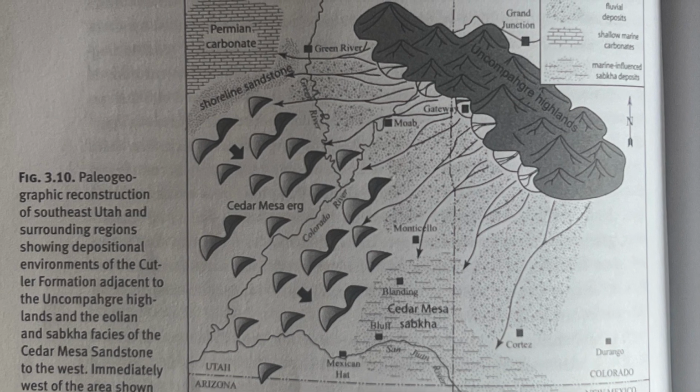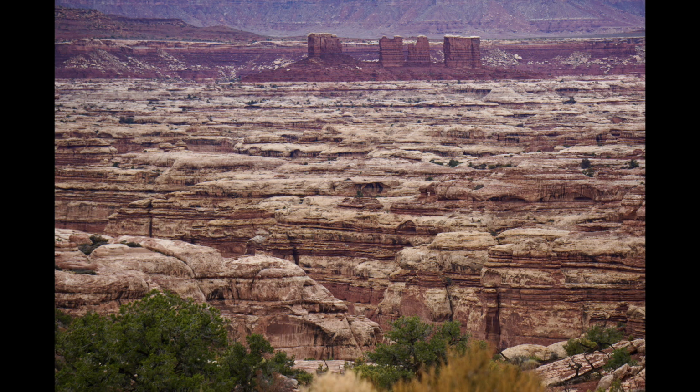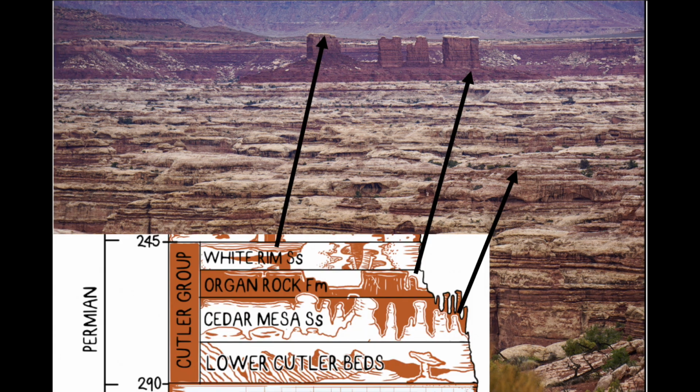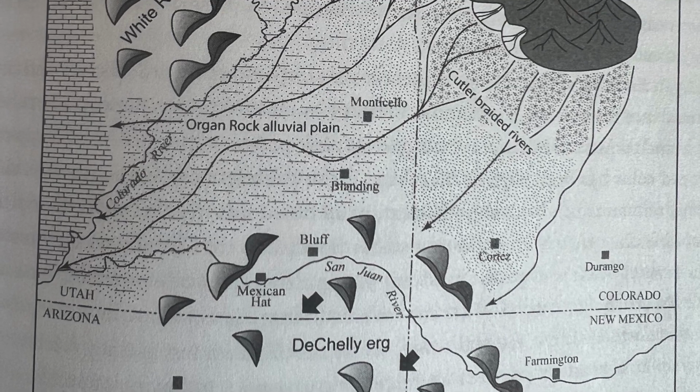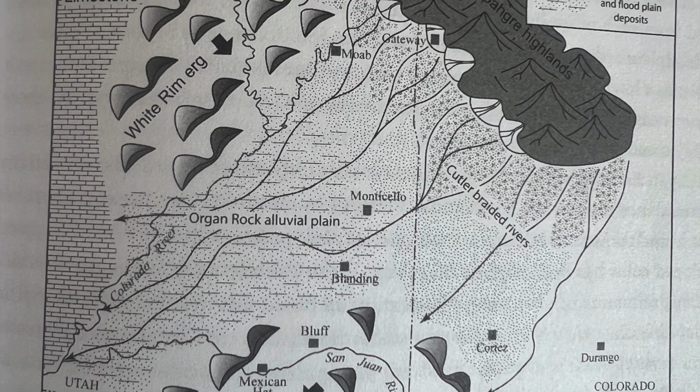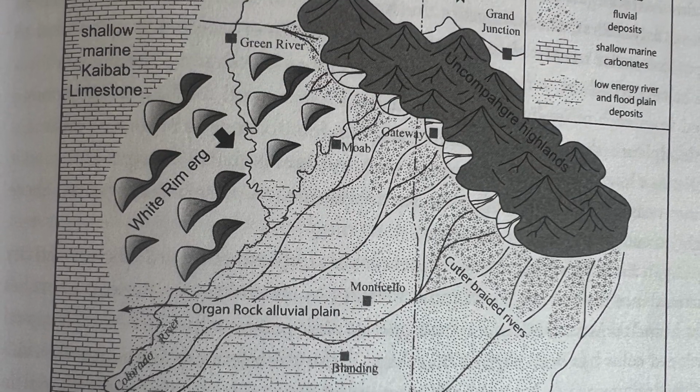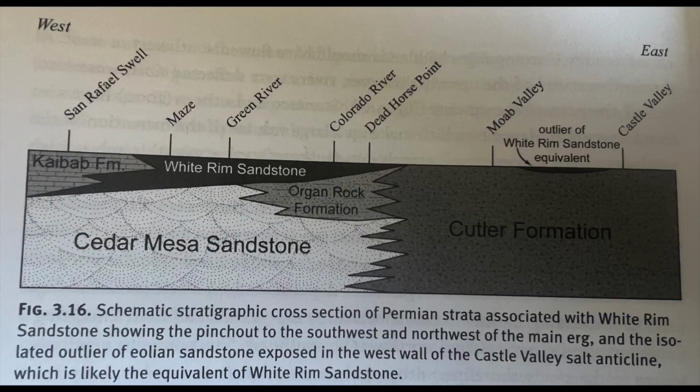Now further to the southwest in Canyonlands, the Cedar Mesa Sandstone is going to record dunes adjacent to shoreline, and you've got the Organ Rock Formation sort of recording these streams intermittently, and the White Rim, as you might know, sort of records these sand dunes, all sort of happening at the same time, mixing and matching.